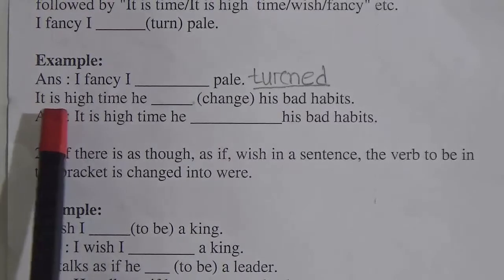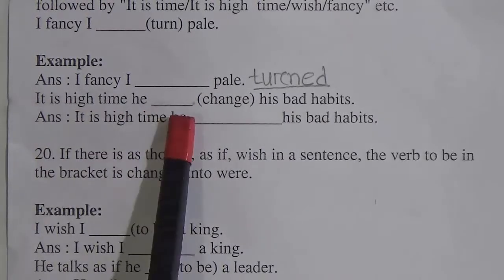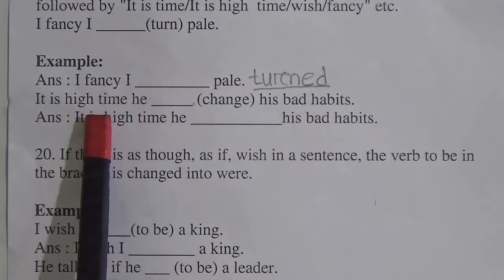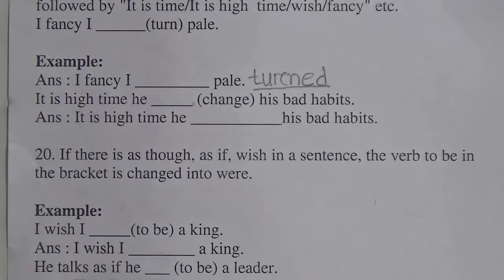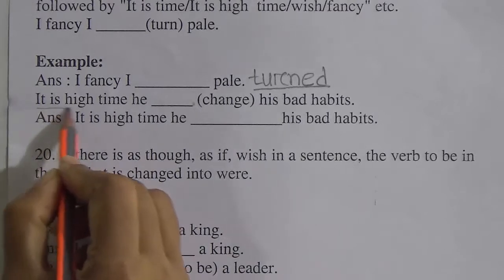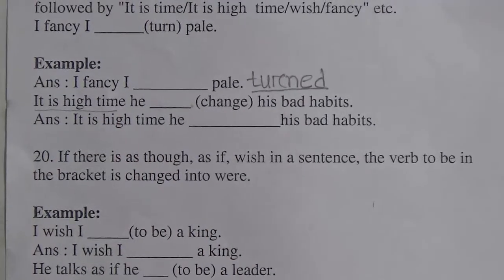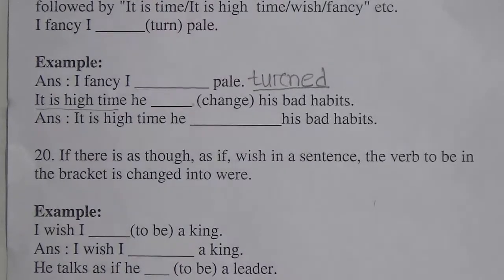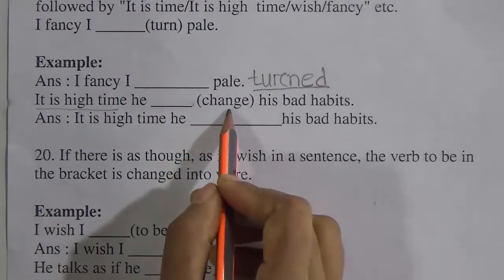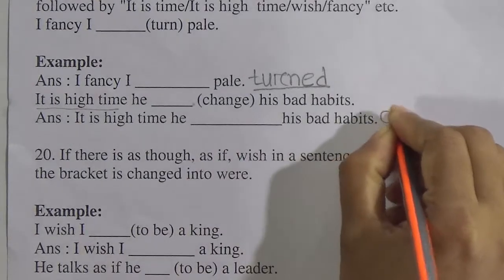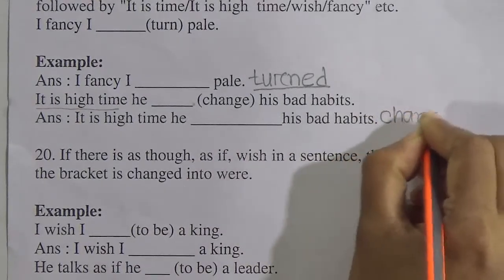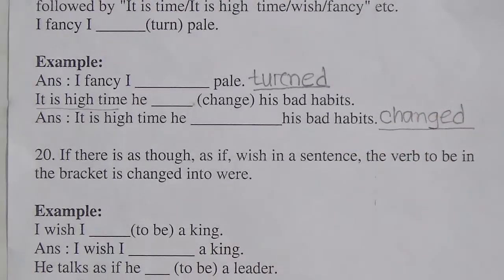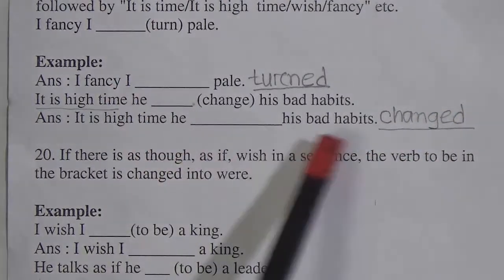Next example, it is high time he dash in bracket change his bad habits. So we find it is high time. Look, according to the rule, it is high time. So we know after it is high time we have to use the past form of the verb. So here the verb is change, we have to write changed. Changed is the past form of change. It is high time he changed his bad habits.